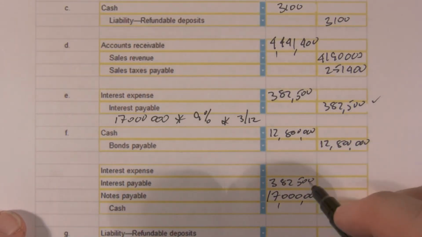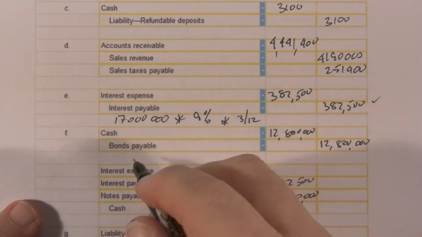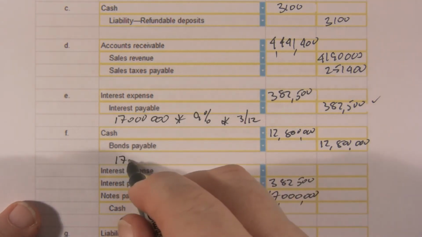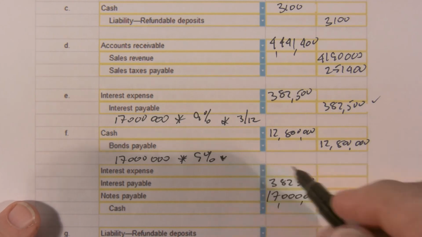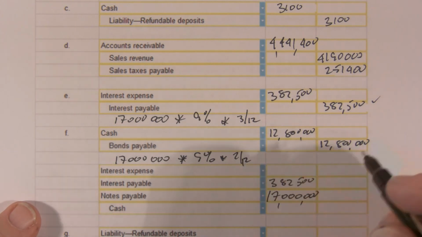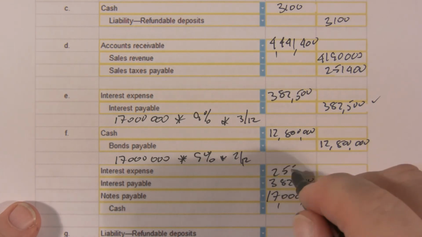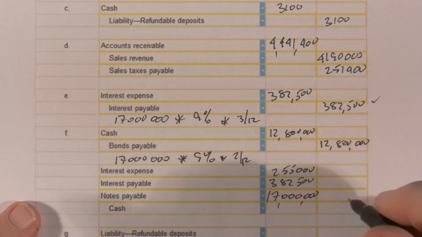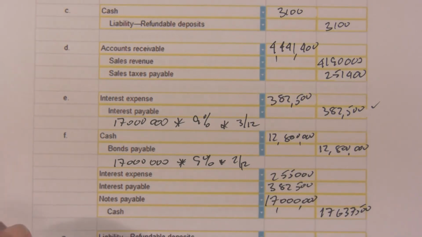And we have to figure out our interest expense for this period. So our interest expense for this period is simply, it's going to look a lot like that one. It's 17 mil times 9%. But now it's only for 2/12. And that works out to $255,000. Add that together, comes to $17,637,500.